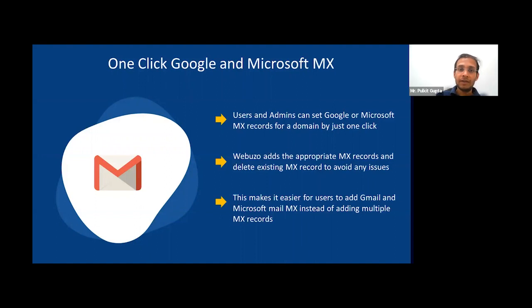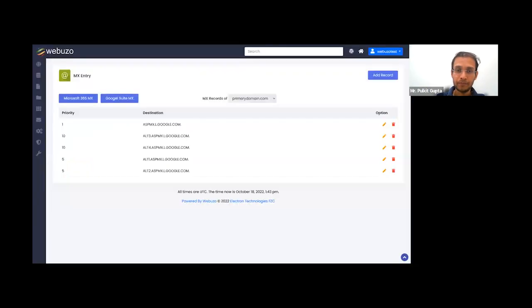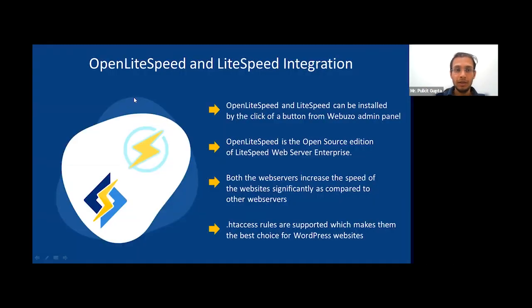We've recently added one-click Google and Microsoft MX records for people who use Google One and Microsoft 365 for your email needs. You can simply click on these options in WebUso and all the MX records will be populated by WebUso for all the users for that particular domain. So this is a screenshot. You can just choose which domain you want this MX record for and click on these Microsoft or Google MX records and it will be populated in your DNS.